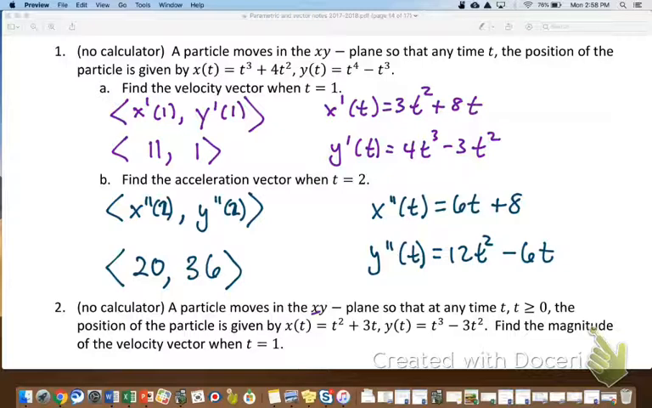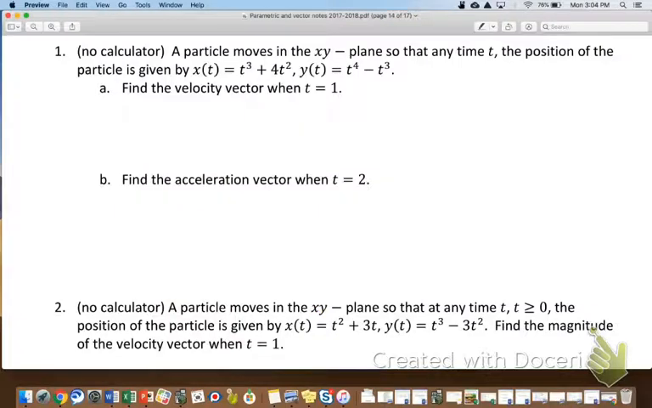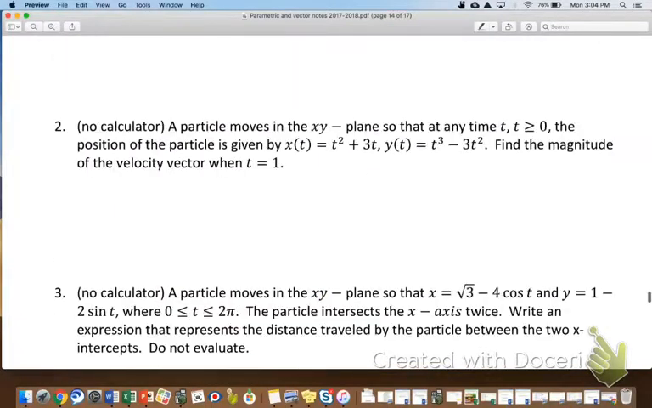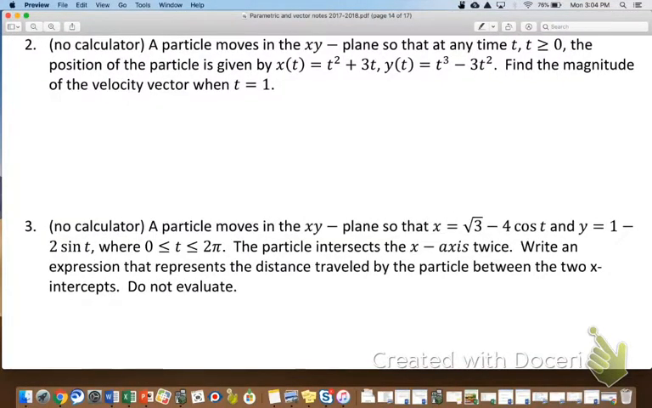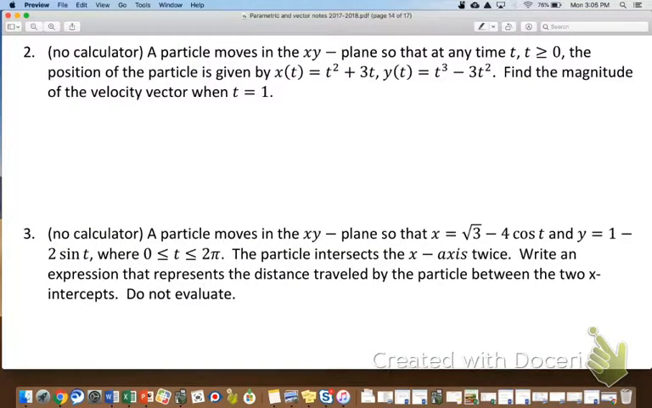Number 2 says a particle is moving around in the xy plane so that the position is described by x of t and y of t. Hey guys, when you see this phrase right here, what would be a single word you could substitute in for that phrase?